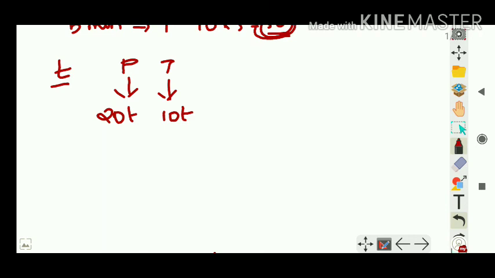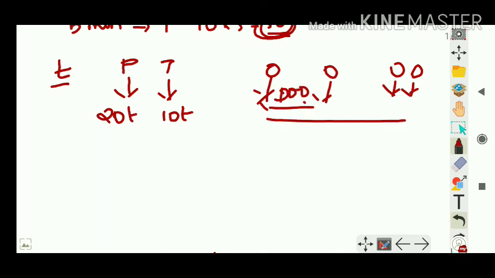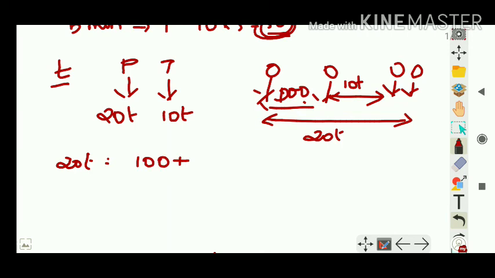Now this is our police, this is our thief, both are caught like this, right? So this was 100 meter. From police to this point is 20T, from thief to this point is 10T. So from the figure, can't I write 20T is equal to 100 plus 10T? From solving this equation, I will get T is equal to 10 seconds. That is, within 10 seconds, the police is catching the thief.